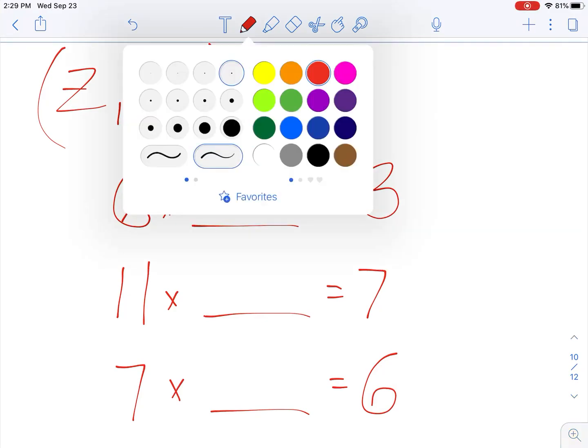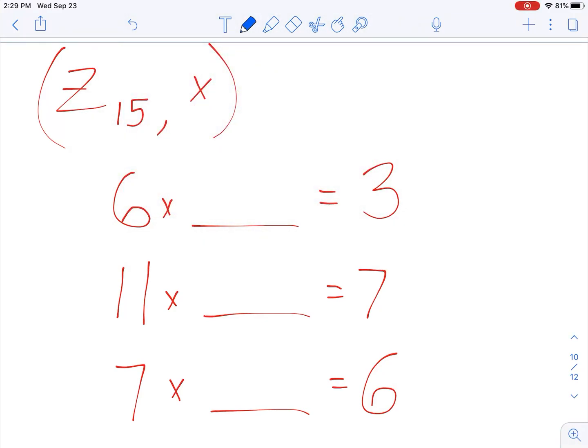Let's practice some fill-in-the-blank problems. I'm in the system Z15 multiplication, and I have Z6 times blank will give me 3. So the first thing I'm going to do is rename 3. I could also think of 3 as, well, if I added 15 to it, that'd be the same thing as 18. If I add 15 again, I would get 33. If I add 15 again, I get 48.